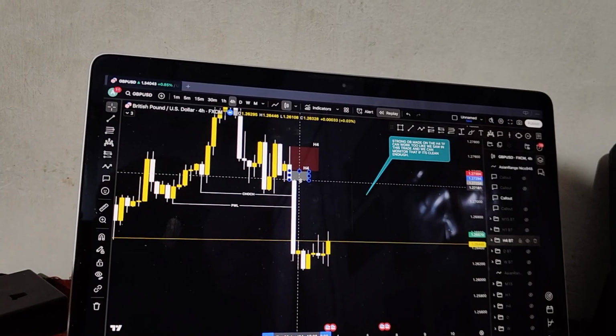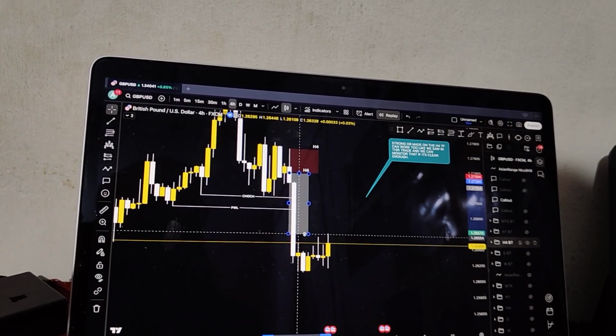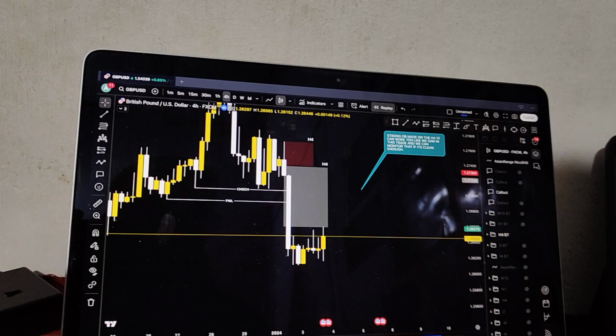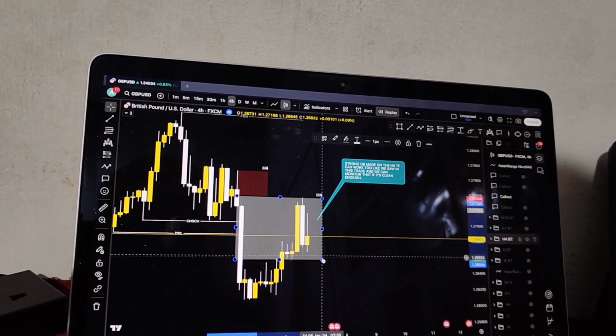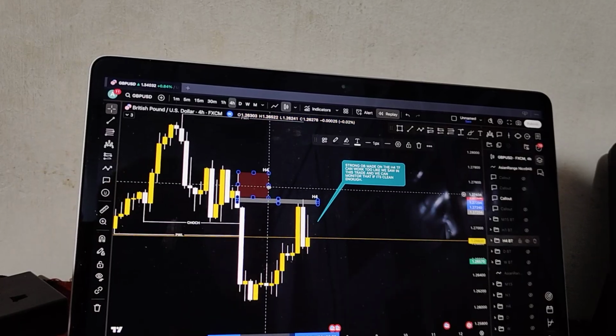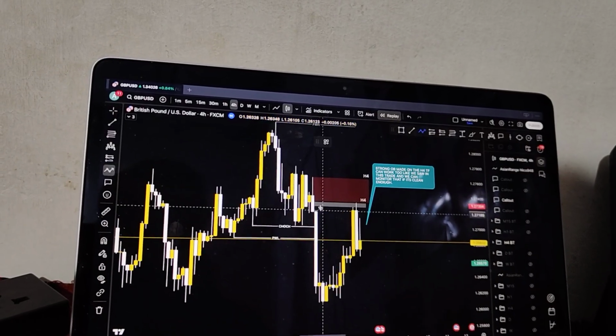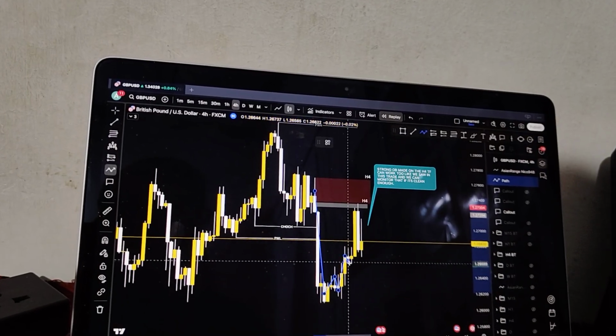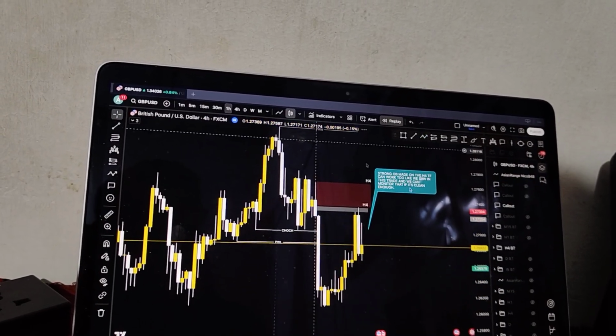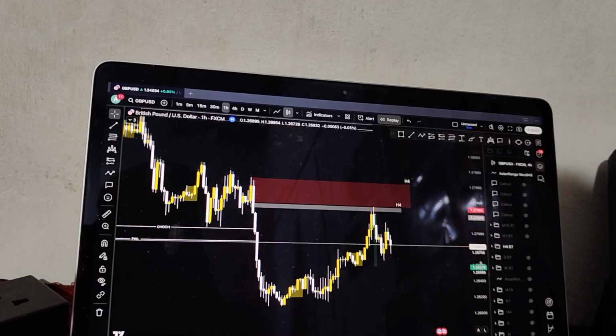So there was an H4 fair value gap. This whole was an H4 fair value gap, right? So now what the market did, the market went up, swept all of this fair value gap, as you can see, came to this H4 supply zone, which was made. My bias was not clear. Even if my bias was not clear, if I wanted to trade, I could have traded this.